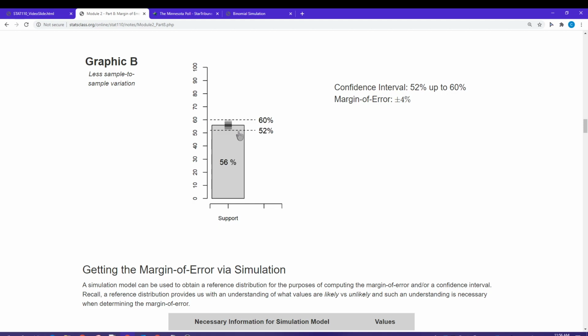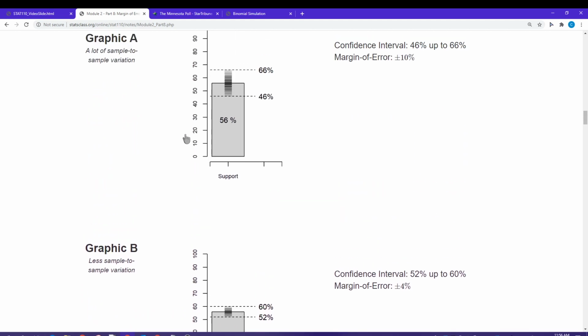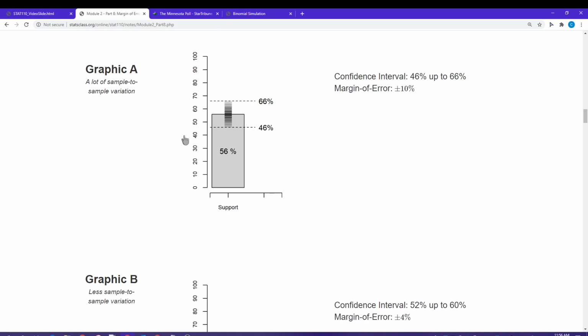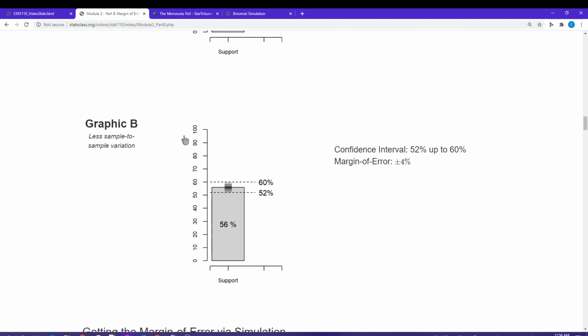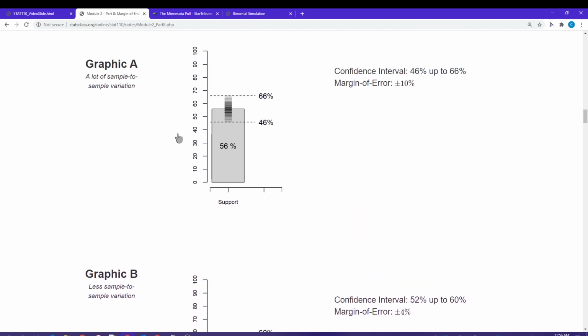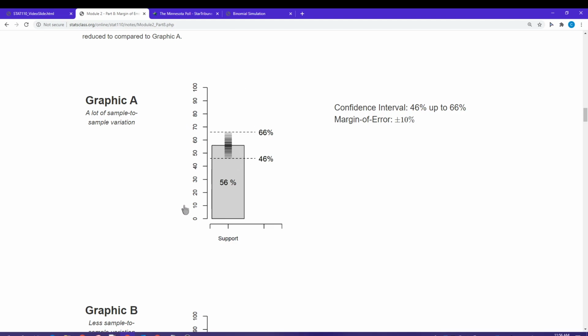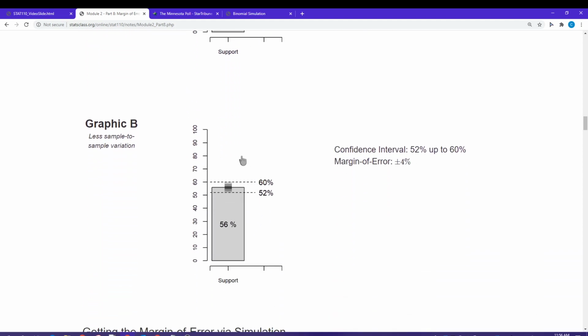So in this graphic here, in graphic B, I have a plus or minus 4%. You can see that the amount that it's going to vary from sample to sample is going to be considerably less here in graphic B than compared to graphic A. We're going to use a reference distribution to obtain the margin of error. So are we going to be closer to situation A, or are we going to be closer to situation B here?